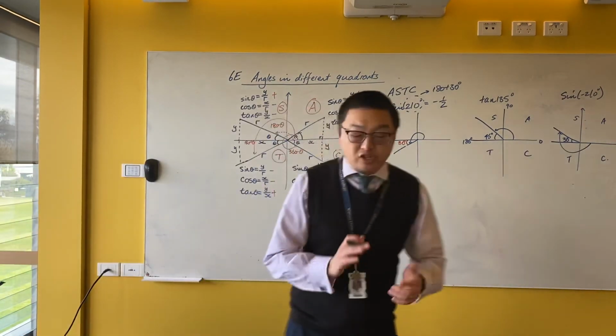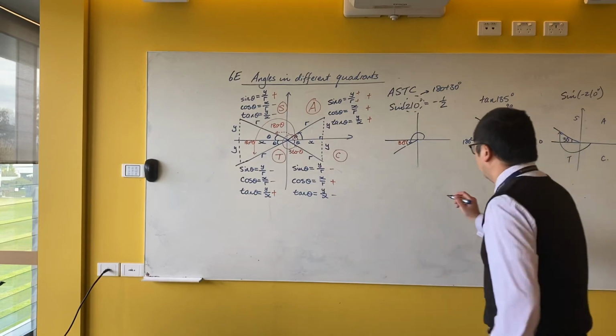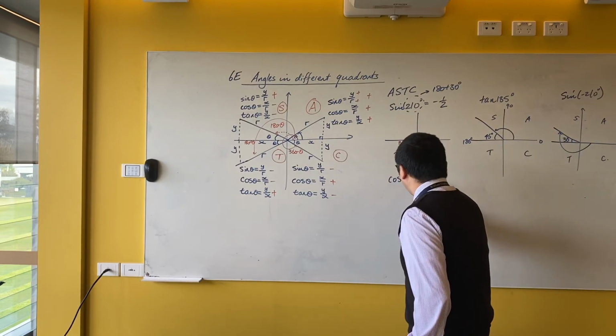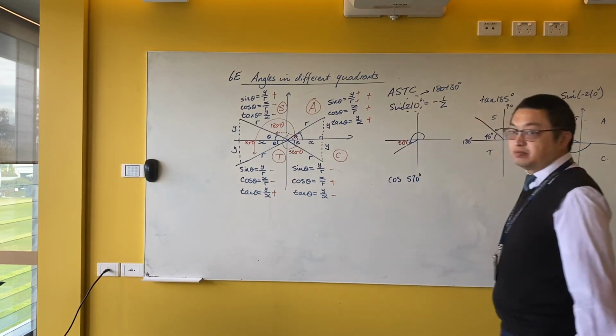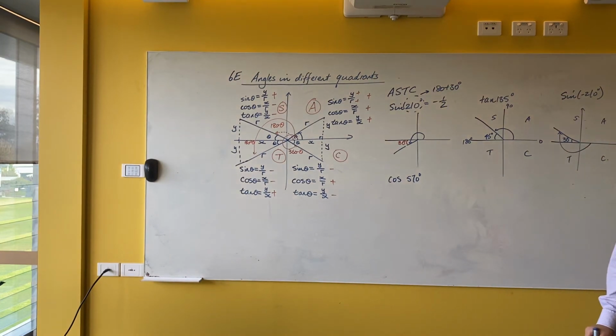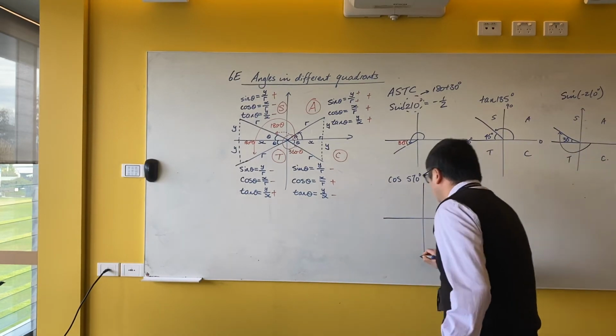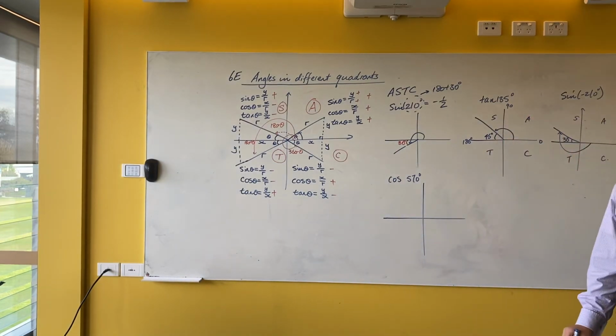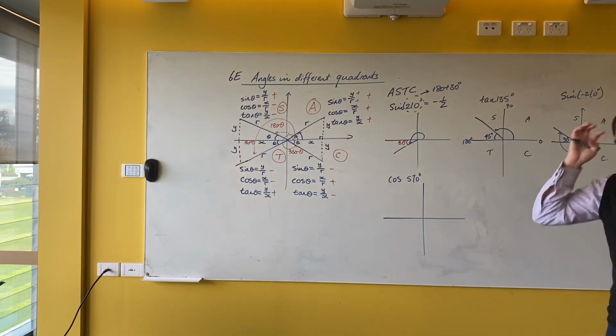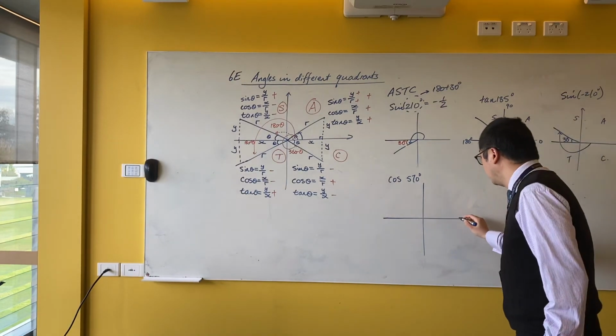I'll give you some last example. Actually, I'm going to do the final one. Cos 570. A little bit different now. Add a little bit extra thing, but the idea is exactly the same. Alright, let's give it a go.